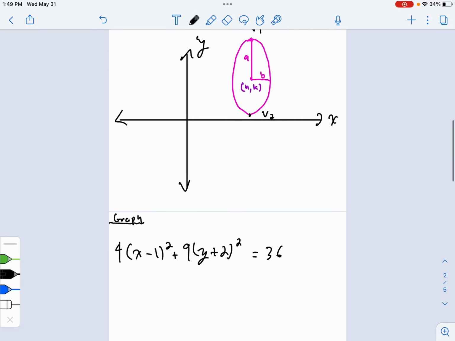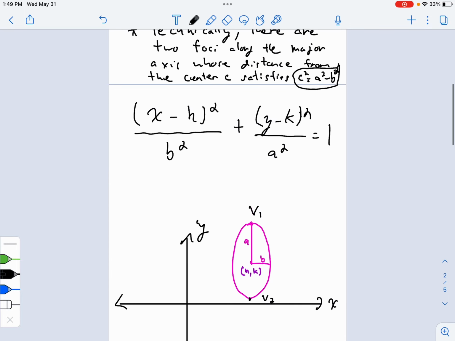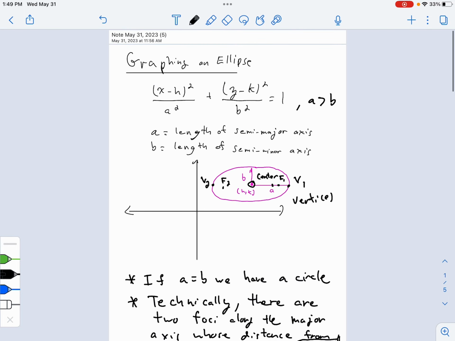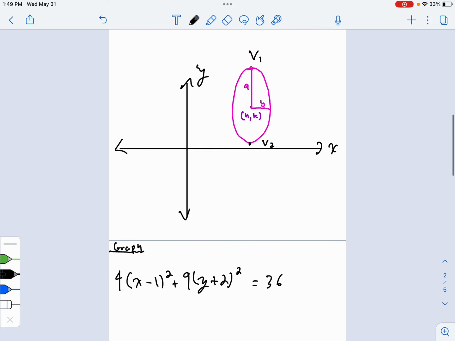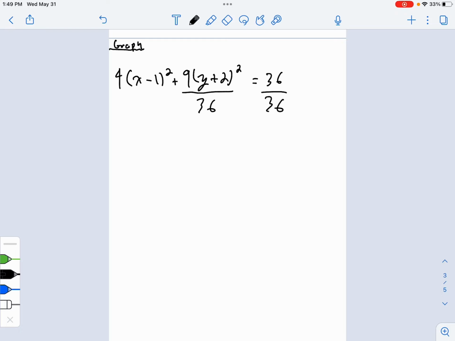All right, so let me get to an example here. Graph 4 times quantity x minus 1 squared plus 9 times quantity y plus 2 squared equals 36. The first thing to notice is that this is not in the form of what I have up there. So I have to make it equal to 1. In order for you to graph this, you must have 1 on the right-hand side. So we go ahead and divide by 36 on both sides. That means each individual term on the left will be divided by 36.